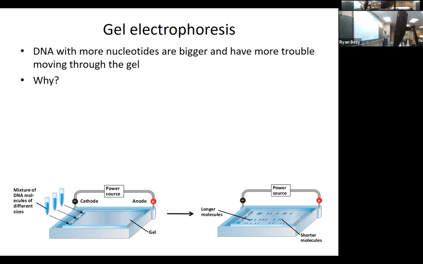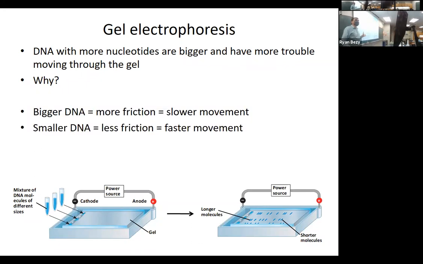In essence, the longer molecules hit the gel matrix more often, and that slows them down. If you have a big elephant moving through a forest, sometimes it can't fit between trees and has to take a more circuitous route to get through the forest. That slows it down a lot. Whereas a mouse moving through a forest is just zoom, zoom, zoom. It doesn't really have to deviate from its path hardly at all.